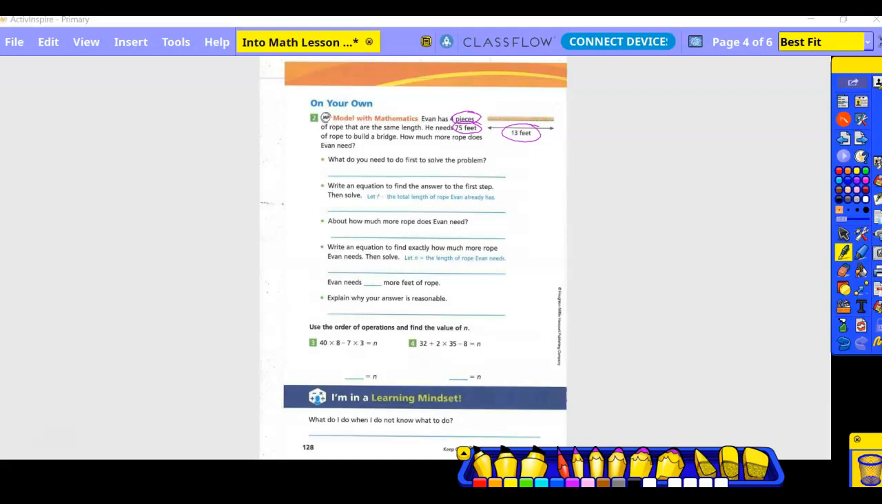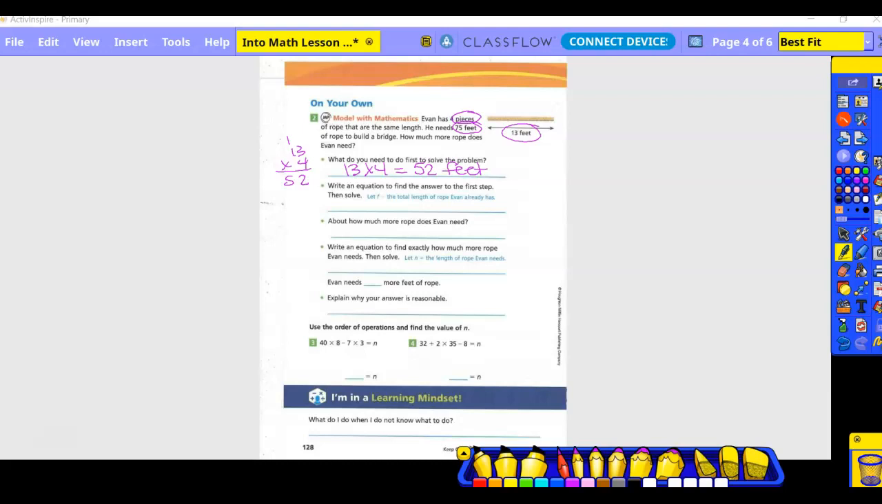So we need to figure out how much he needs total to get him the amount he's going to need for his whole thing. So we're going to have to take 13 times 4, which equals 12. Carry the 1. 4 times 1 is 4, plus 1 is 5. So he needs 52 feet.